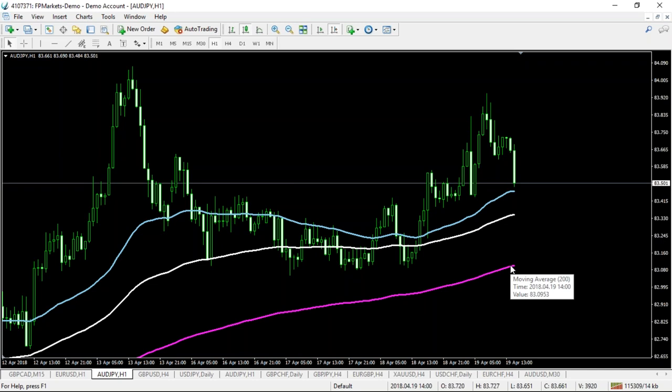Now, the reason why I've said what I've said about a potential reversal is mainly due to two reasons.